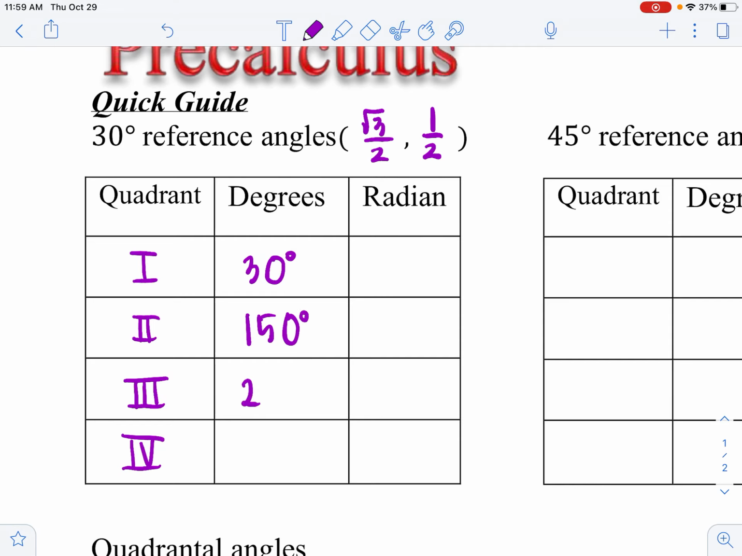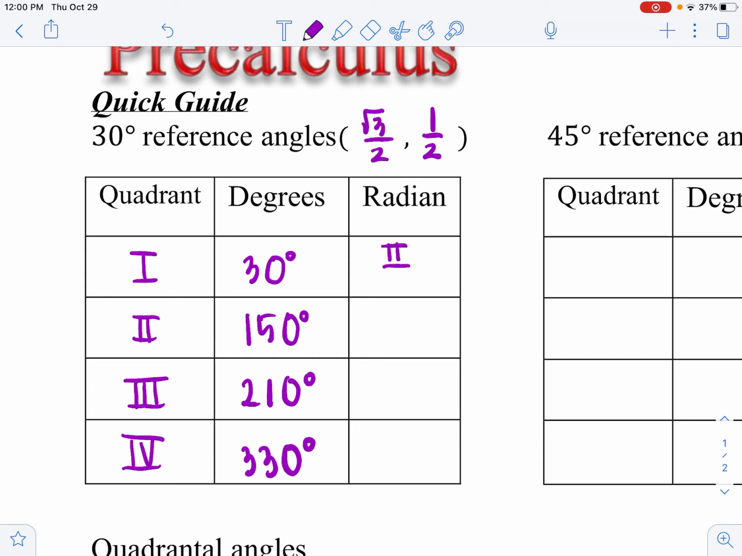Then in my second quadrant, 30 degrees less than 180 is 150, more than 180 is 210, and then less than 360 is 330. So those are my 4 30-degree reference angles. 30, 150, 210, 330. Oops, I meant 330, not 33.